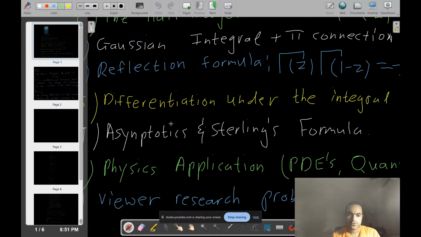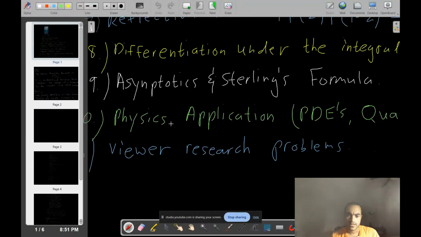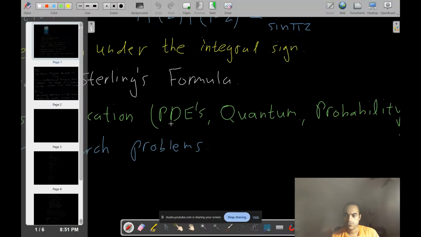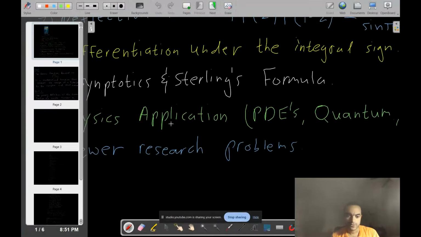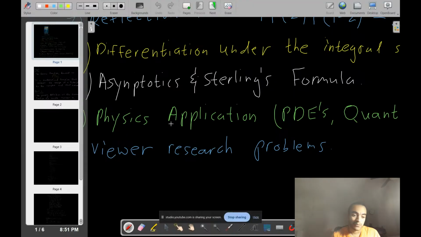But here it's going to be more about applying it to the section of the book that we're doing, the gamma function. Number 9, asymptotics and Stirling's formula. Number 10, physics applications to PDEs, quantum physics and probability. And number 11 will be take-home problems, viewer research problems for you guys to do, for anyone who wants to come in and do the challenge problems.